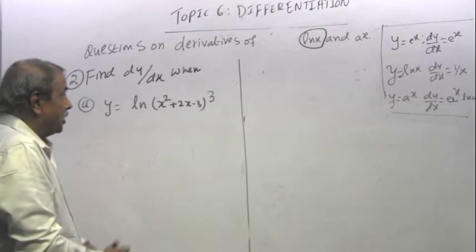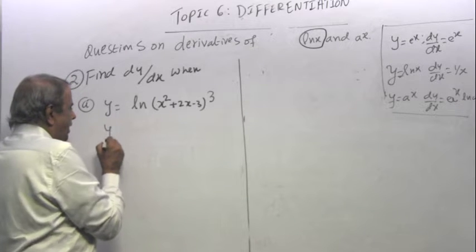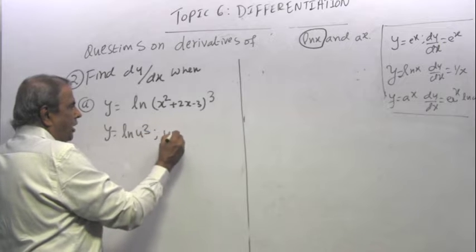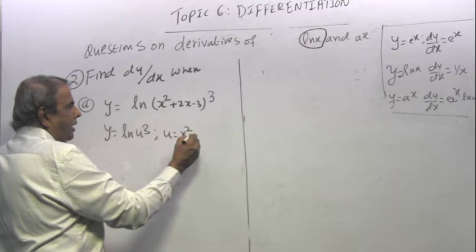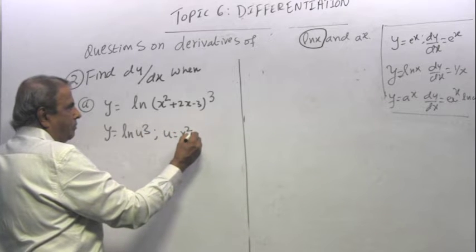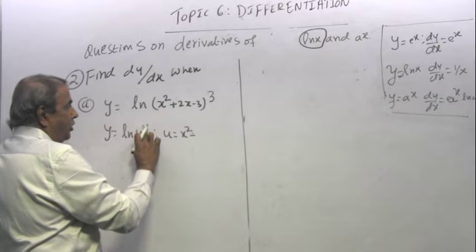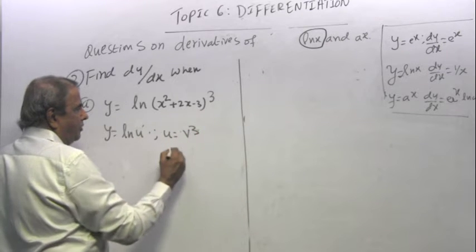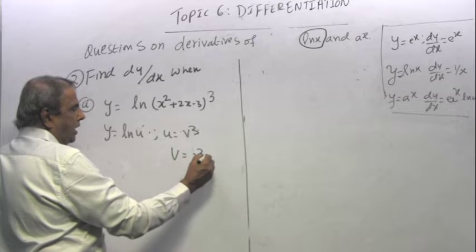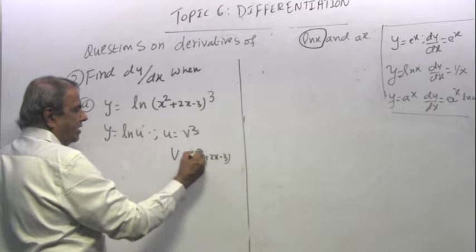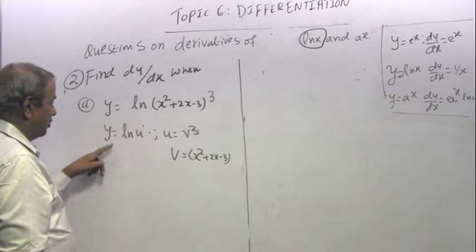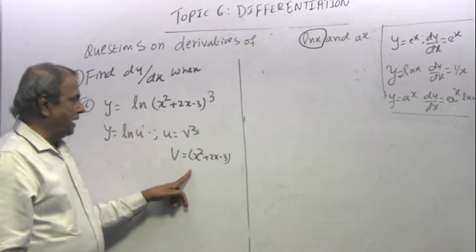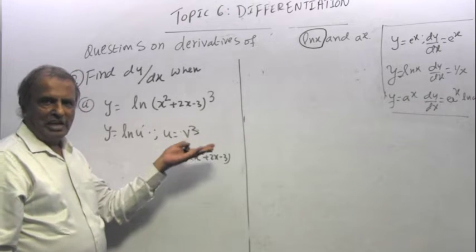Right, let's do it the long way. So y equal to ln u cubed, u equal to v cubed, and v equal to x squared plus 2x minus 3. And then you do dy by du, then du by dv, dv by dx, use chain rule.